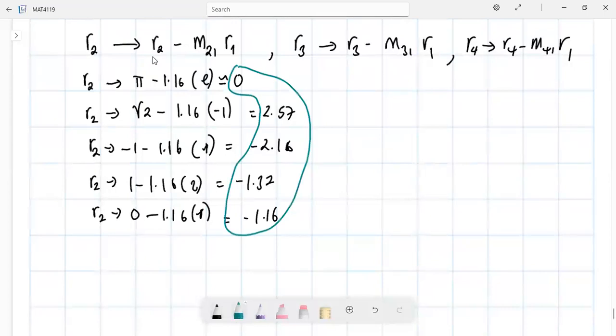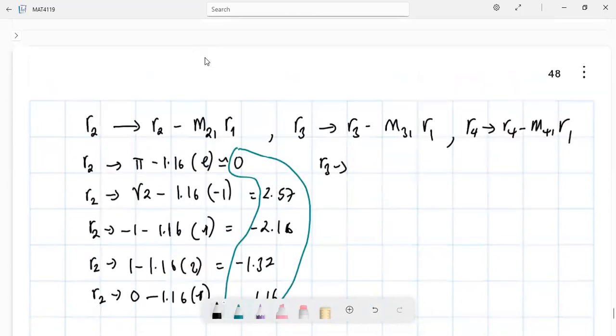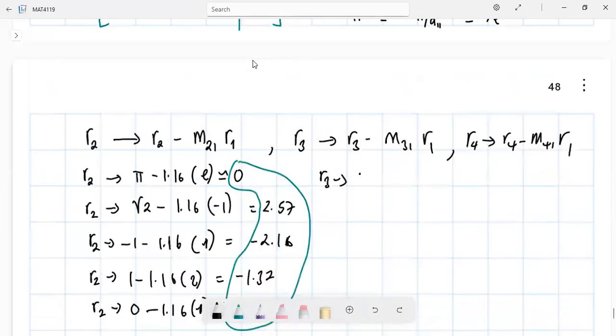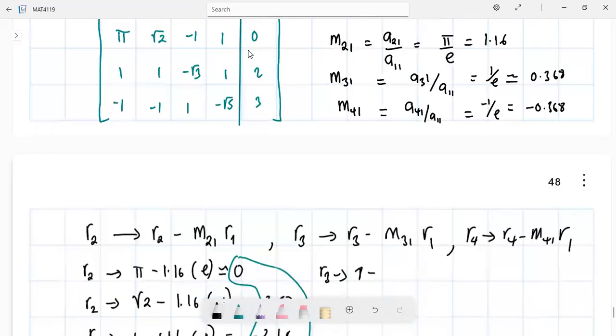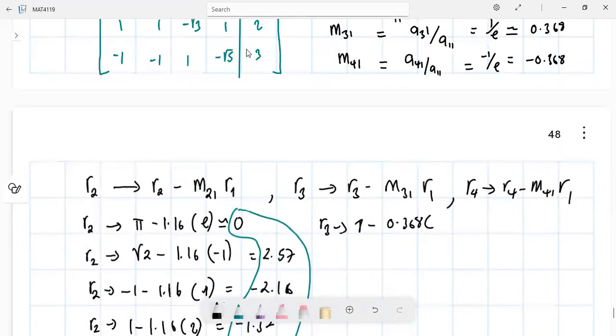Okay, now let's look at row 3. Let's do the same operation on row 3. So row 3 becomes what? Which element are we talking about now? We've moved, so we're looking at these elements here. Start with 1. So this would be 1 minus its factor, M31, which is 0.368, times the element in row 1, which in this case is E. And when you do that, it should give you approximately 0.